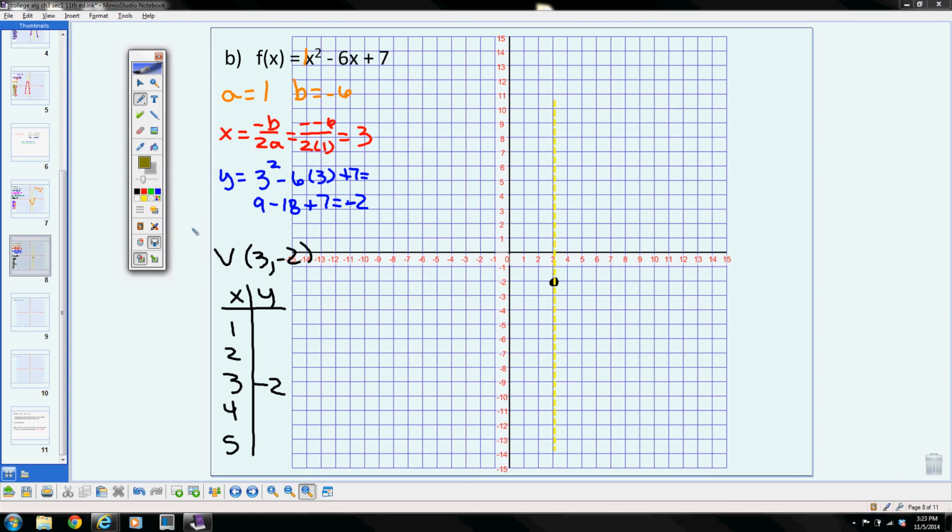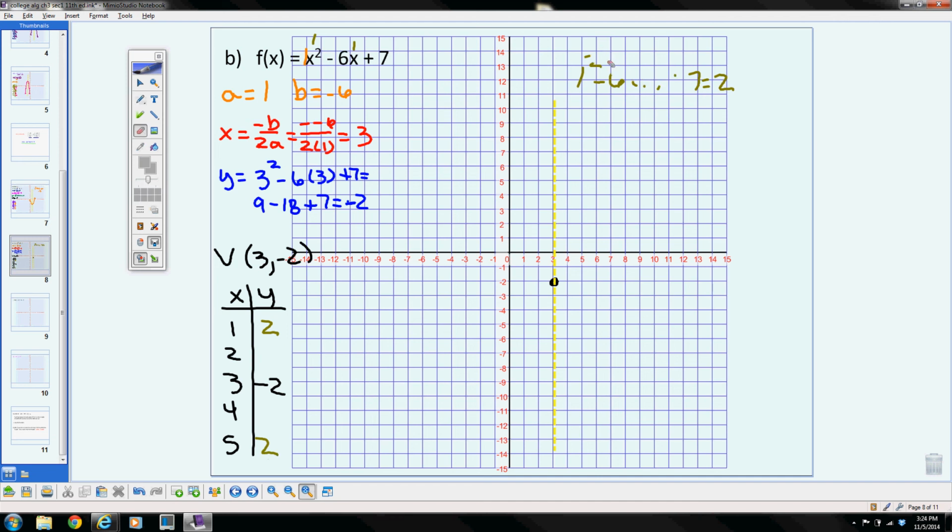So let's start with 1. If I take a 1 and plug it back into the original equation, I get 1 squared minus 6 times 1 plus 7. That's 1 minus 6, which is negative 5, and negative 5 plus 7 is equal to 2. So I'm going to go over here and plug a 2 in for my 1 and a 2 in for my 5 because of symmetry.